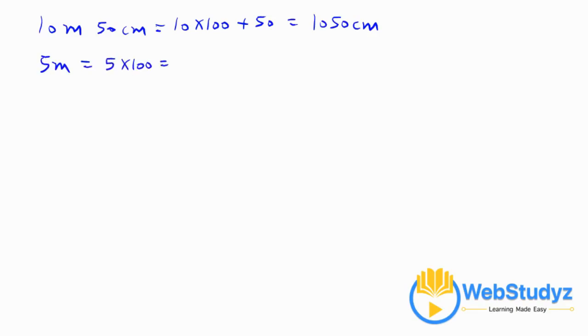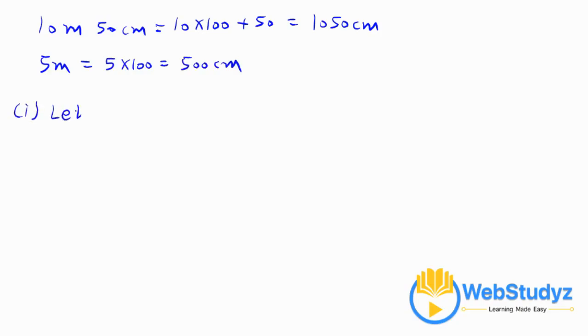Now another 10 meter 50 centimeter. This will be 10 into 100 plus 50. This will give us the height as 1050 centimeter. Again, we have 5 meter, which will be 5 into 100, which will give us the value as 500 centimeter. Now move on to the first.